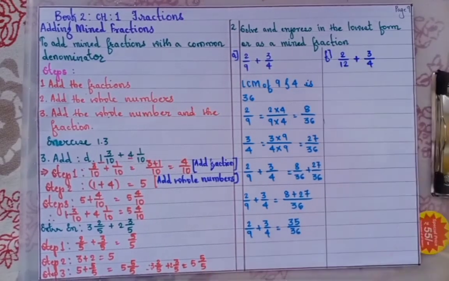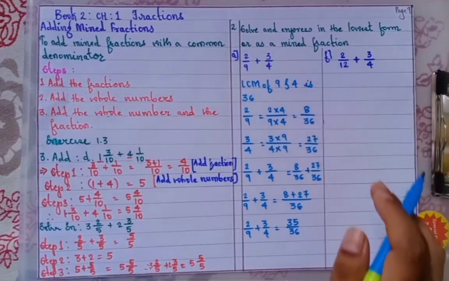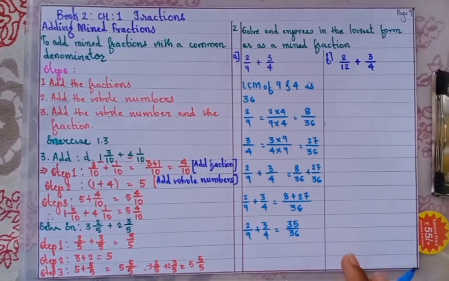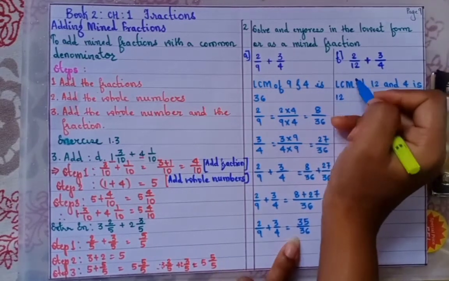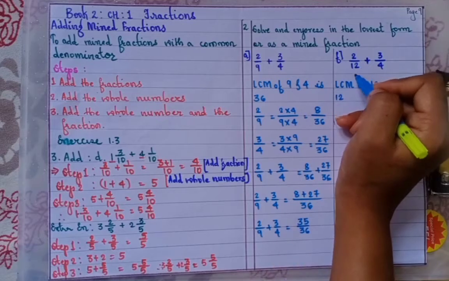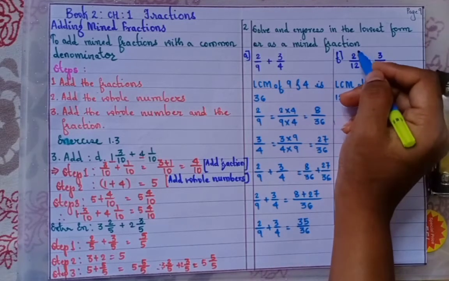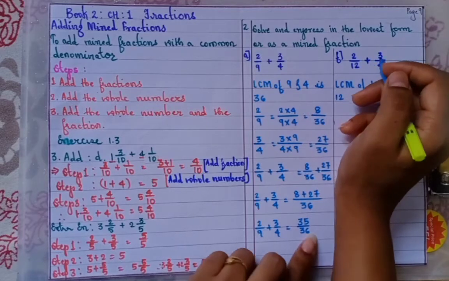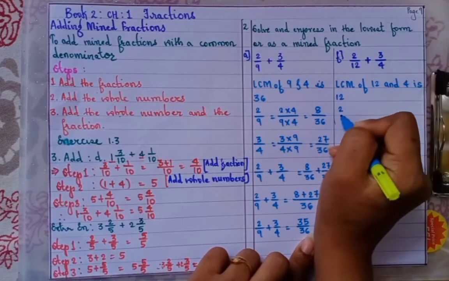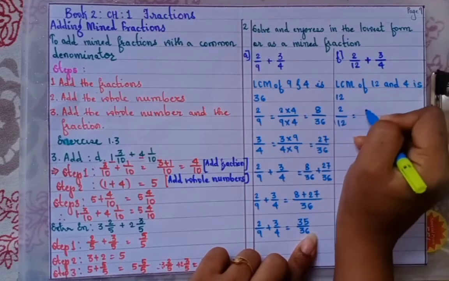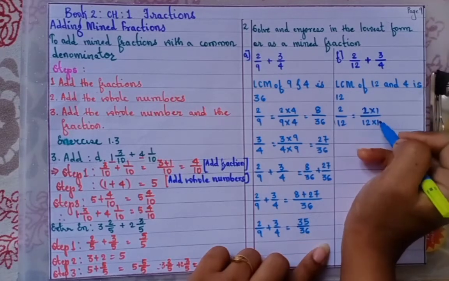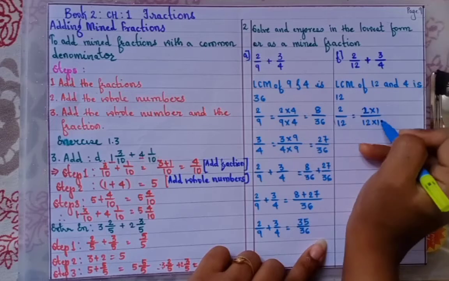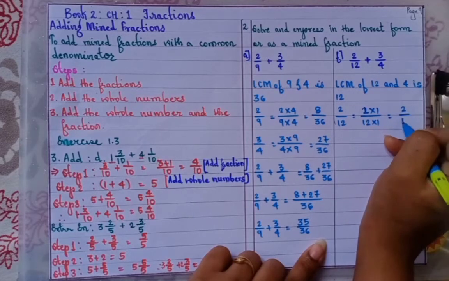Now let's solve the next example. To find the sum of these fractions, the first thing we have to do is find the LCM of the denominators. So the LCM of 12 and 4 is 12. Just see, 2 by 12 already has the denominator 12. So we are not going to find an equivalent fraction for this. So you can just write it this way. 2 by 12 equals 2 into 1 divided by 12 into 1, isn't it? To make the denominator 12, we have to multiply by 1. So 2 upon 12 will remain the same.